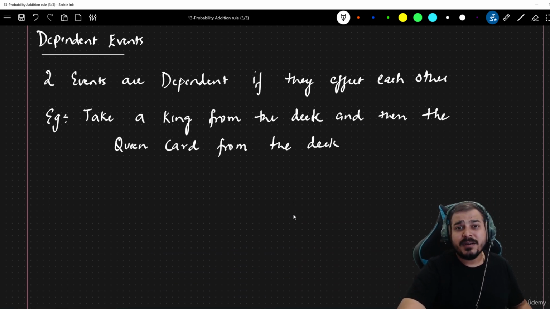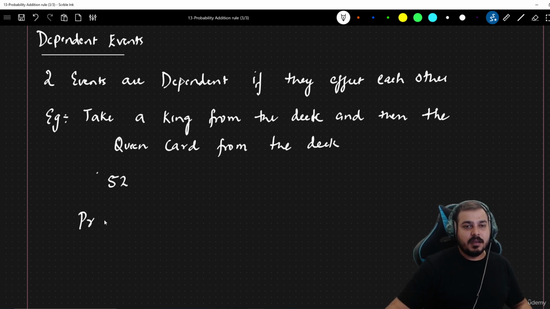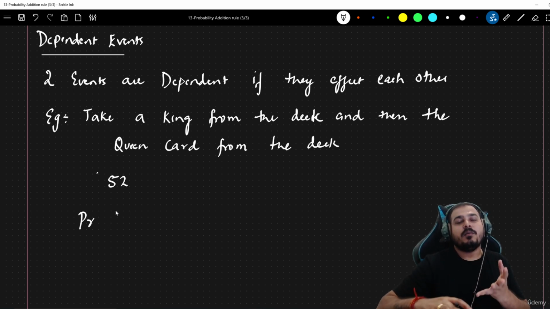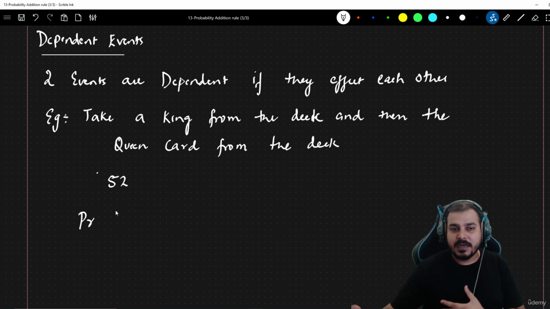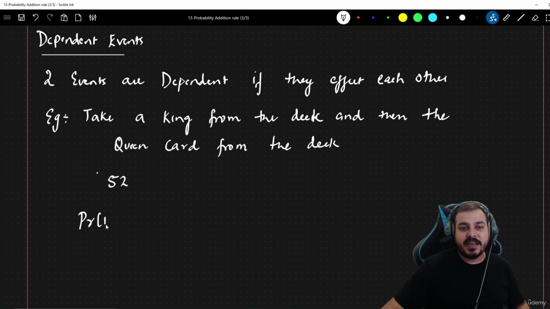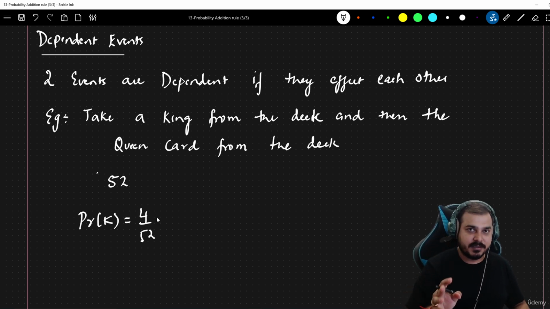Obviously this is going to become a dependent event, because initially the total number of cards will be 52. Now suppose my task is that during the first take I take out a card and probably get a king. What is the probability of taking out the queen card after that? Initially, if I take out the card as king, then my probability will be 1 by 52. Sorry, not 1 by 52, 4 by 52, because there are 4 kings.